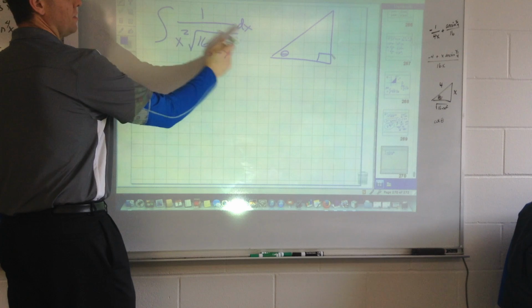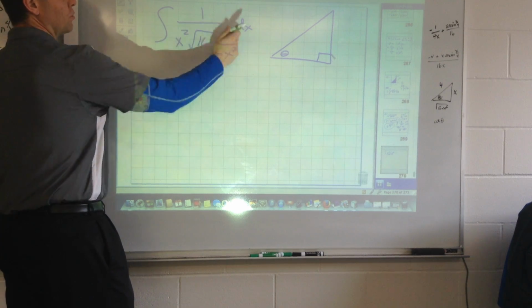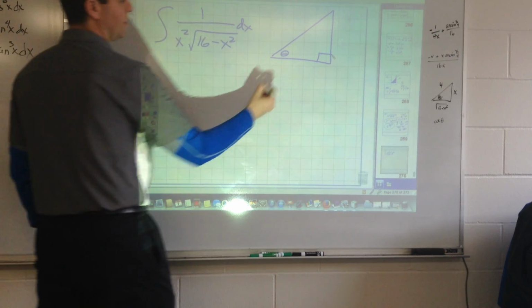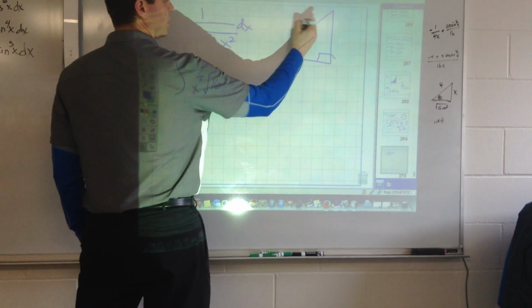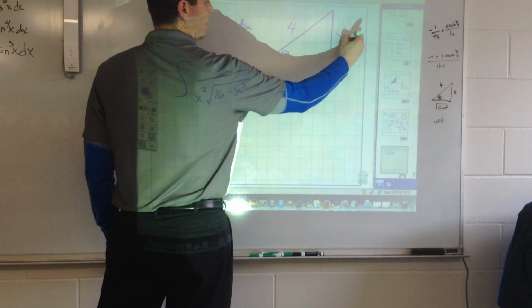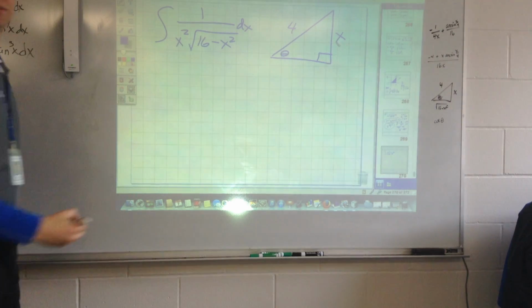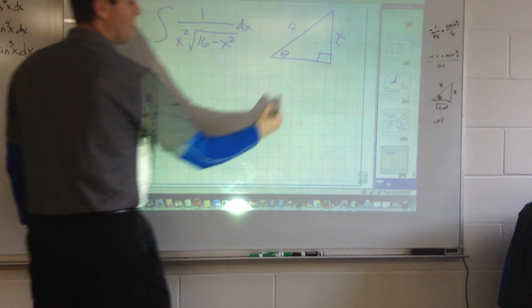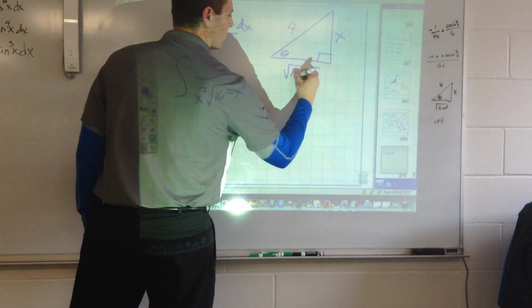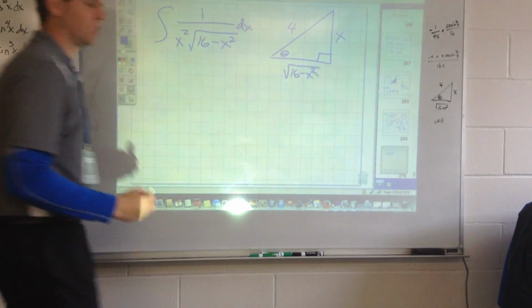If I could make one of these sides of a right triangle be the square root of 16 minus x squared, if I would call this 4 and this x. Should we draw this? Yep. Honest mistake. So then using Pythagorean's theorem, this would be the square root of 16 minus x squared.